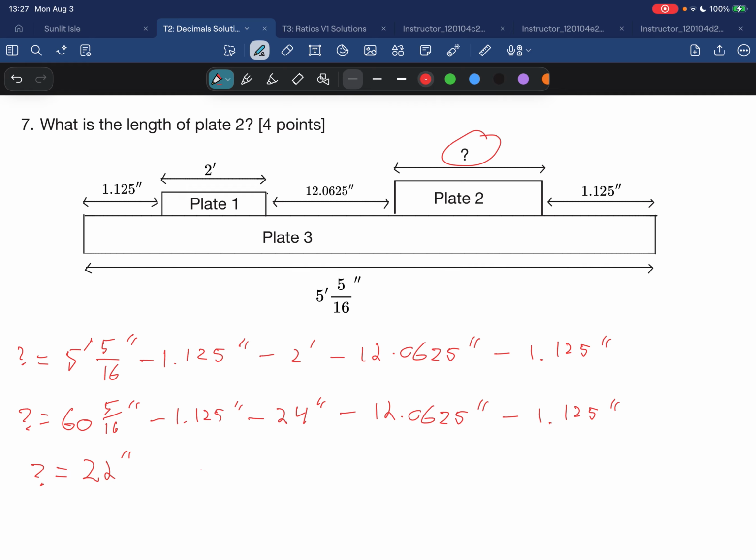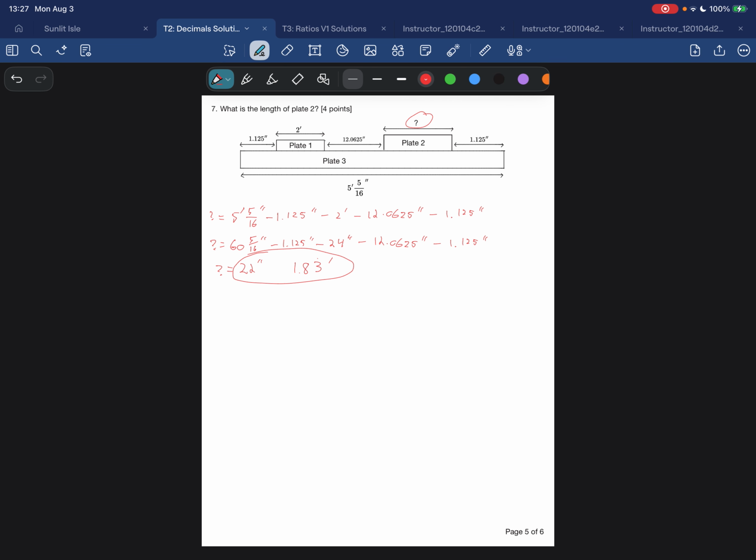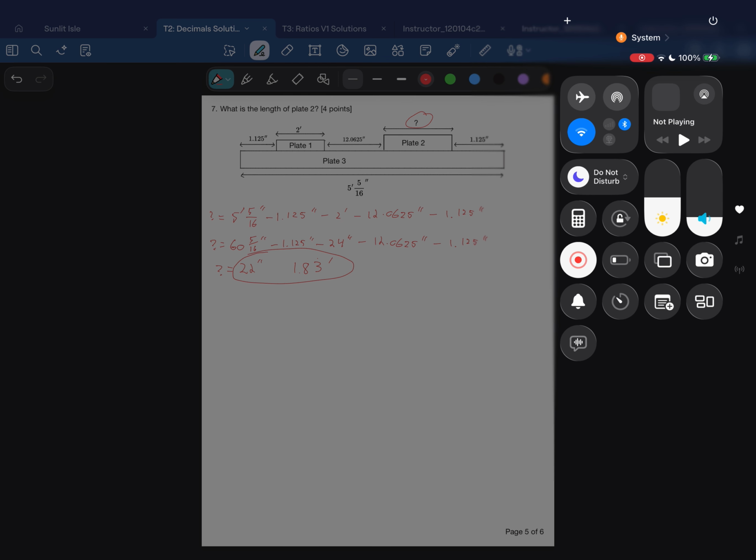Or, if you did do it in feet, it's about 1.83 repeated feet. So one over the other. I accepted 22 inches from most people. I think a small number of you did the calculation in feet. Nothing wrong with it. Just a different unit. That was everything. So if you have questions, email me or ask me in class.